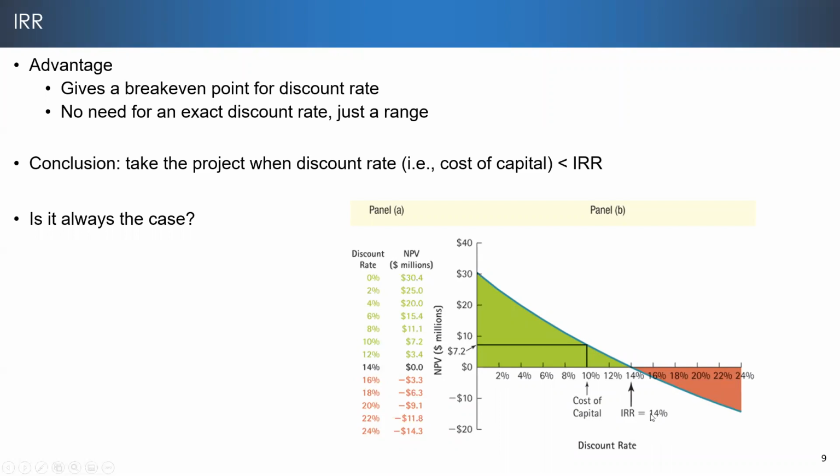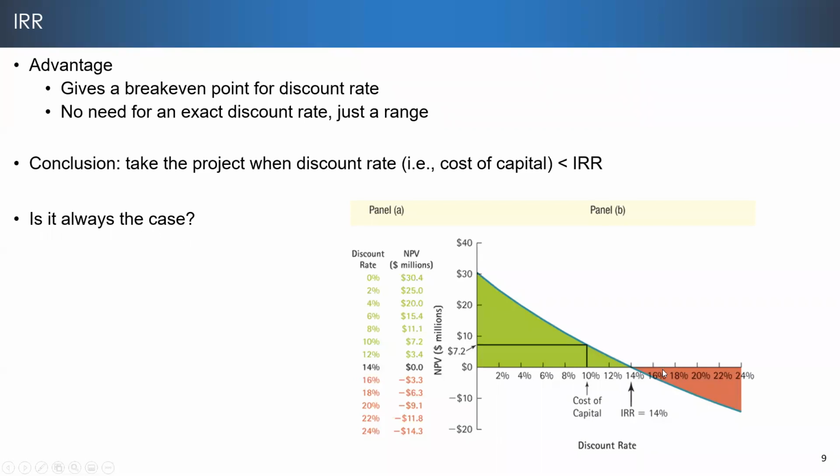So what does that mean? The left-hand side and the right-hand side of this IRR give you two different zones in which you will make different decisions on this project. It says that if our estimate of cost of capital is smaller than IRR, we should take the project because it gives us a positive net present value. When it is 10%, we have $7.2 million.